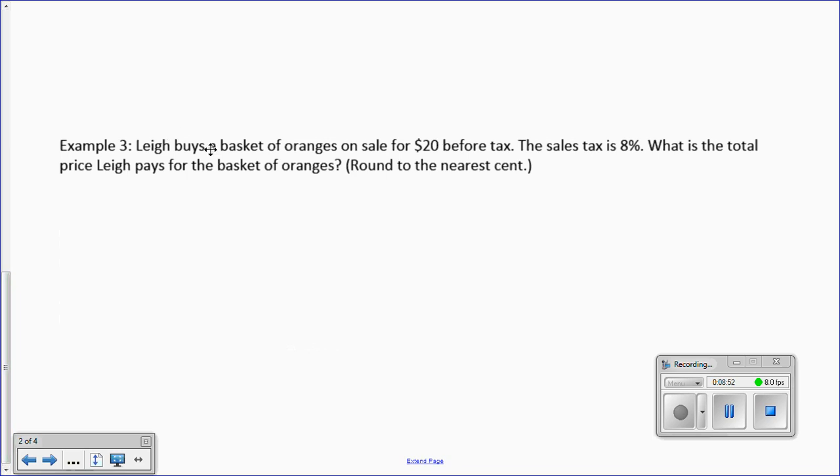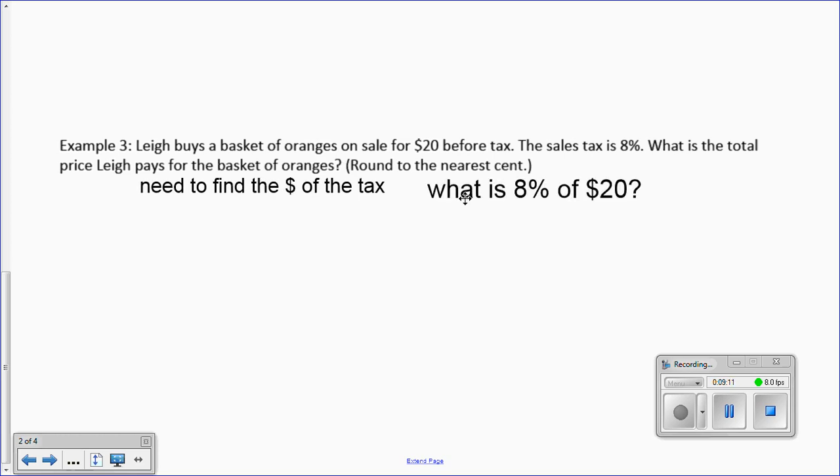Leah buys a basket of oranges on sale for $20 before tax. The sales tax is 8%. What is the total price Leah pays for the basket of oranges? So that means the price she actually paid, $20, and the sales tax. So we need to find the money value of the tax. So what is 8% of 20?